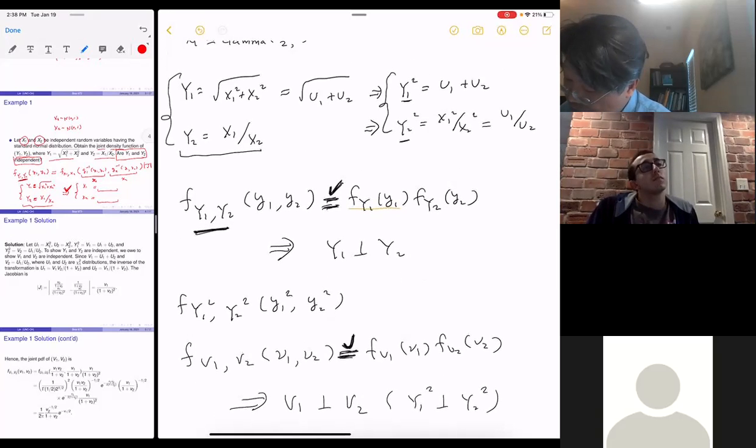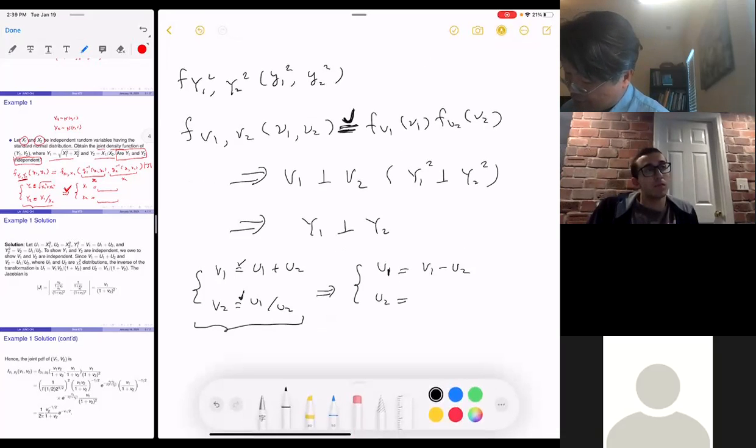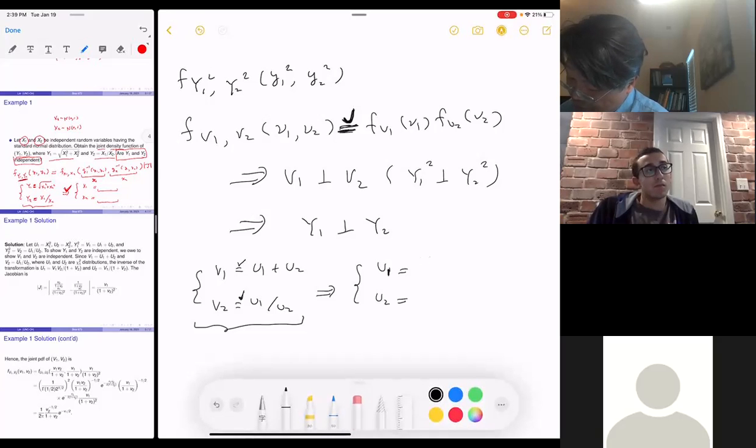X2 square, X1 square, U1, U2. I don't like it. So U1 is V1 minus U2. U2 is, yeah, I don't like it. So let's do another thing. Let's keep taking out the right hand side right here. I like it better as U1, it's V2 times U2 from this equation right here. Right, U1 is V2 times U2.